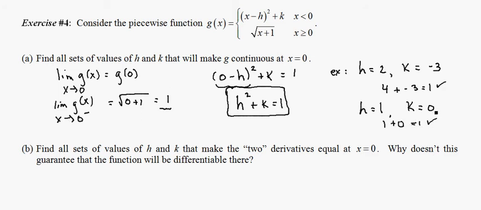So there are lots and lots of values of h and k. As long as they satisfy that equation that's in the box, there's lots of values of h and k that will cause this function to be continuous.